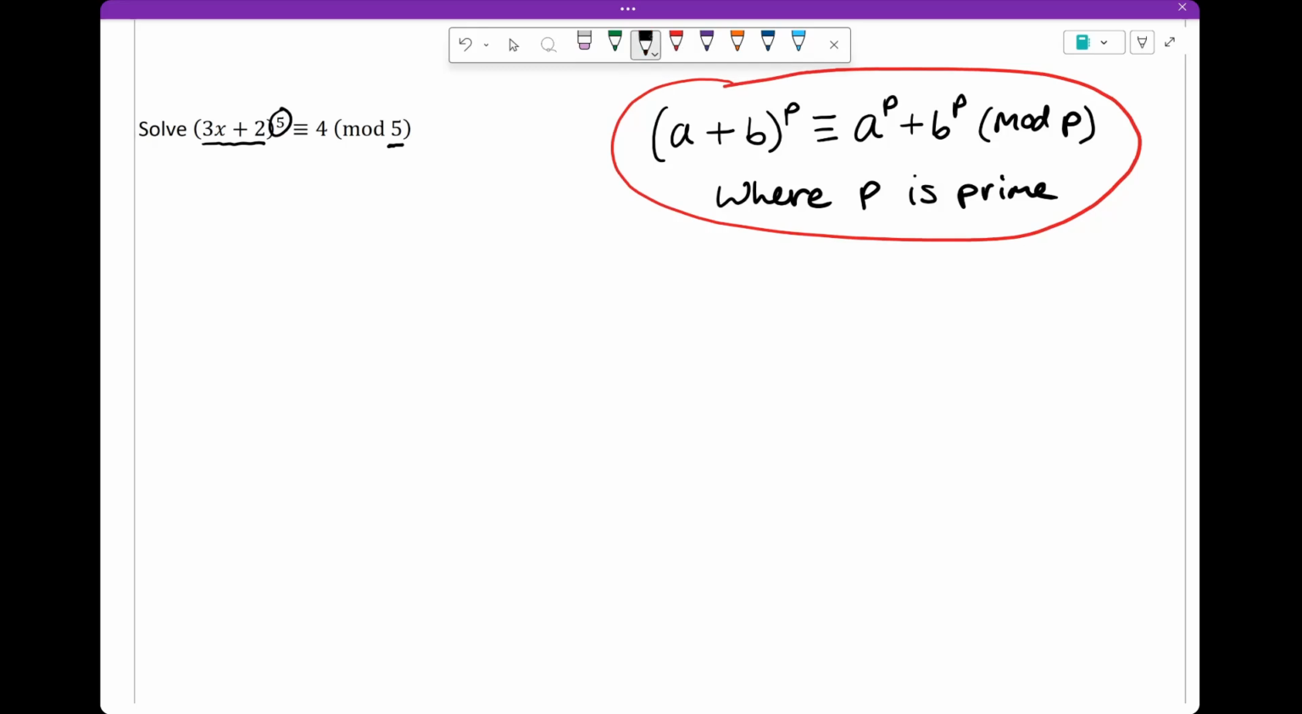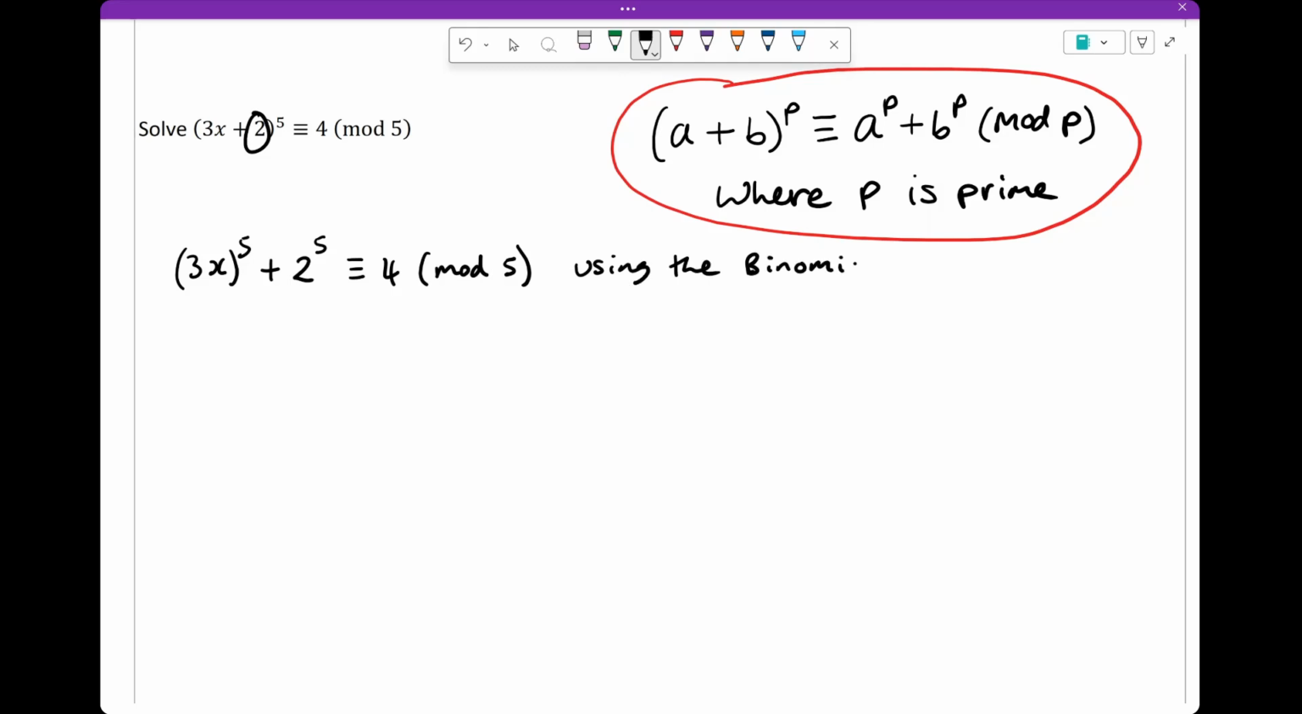What I can do is go to the left hand side of my congruence relation and rewrite it. I can take the 3x and raise it to the power of our bracket, which is 5, and then plus the 2 also raised to the power of 5, and we can say that's congruent to 4 mod 5. And I'd say using the binomial theorem, since 5 is prime.